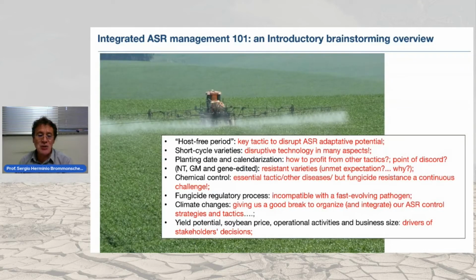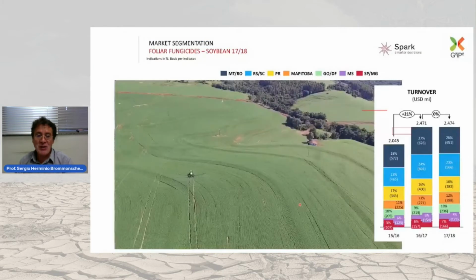There are a lot of issues related to each control strategy that we are using, but I'll leave them to the end, and we can discuss a little bit about that. We can discuss why resistant varieties are not commonly used in Brazil, why it takes so long to have a new fungicide registered here in Brazil compared to other countries, and many other important issues.